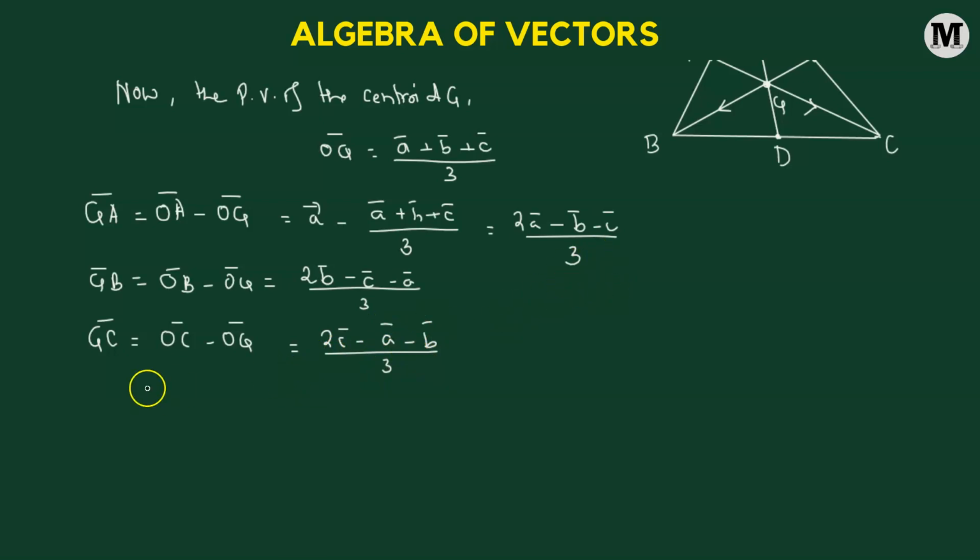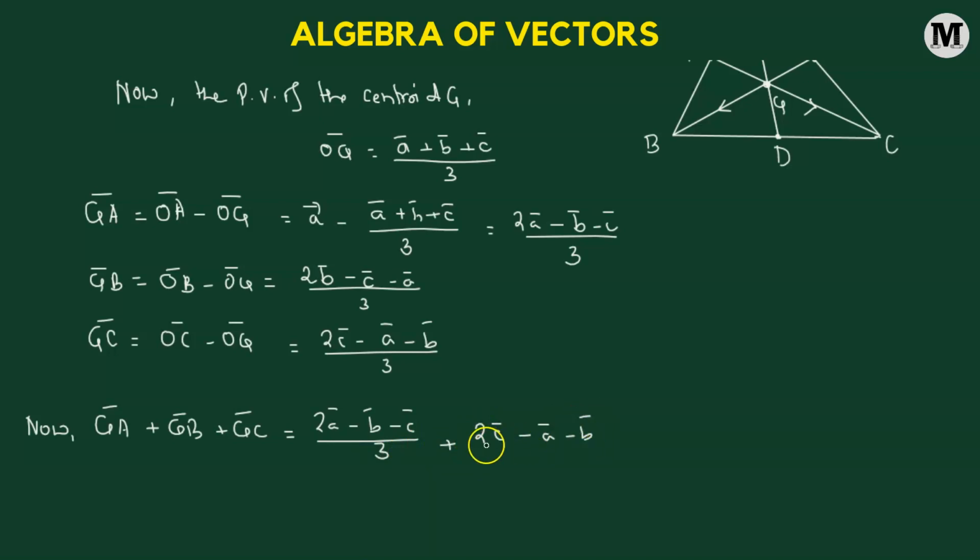Okay, now that we have these three vectors, let's take their sum. So we have GA vector added to GB vector plus GC vector. That will be equal to 2A vector minus B minus C, whole divided by 3, added to 2C vector minus A vector minus B vector, whole divided by 3, plus 2B vector minus A vector minus C vector, whole divided by 3. And when we sum it up, we are going to get the zero vector. So that means we have successfully shown that the sum of GA, GB, and GC, these three vectors, equals the zero vector, hence proved.